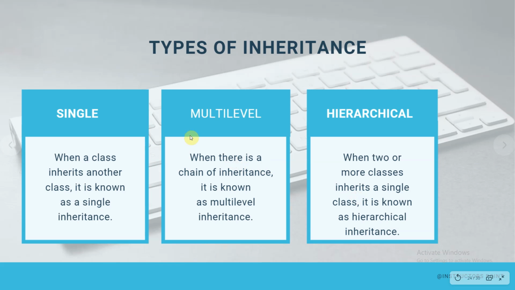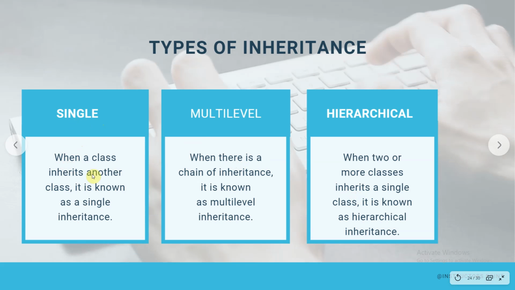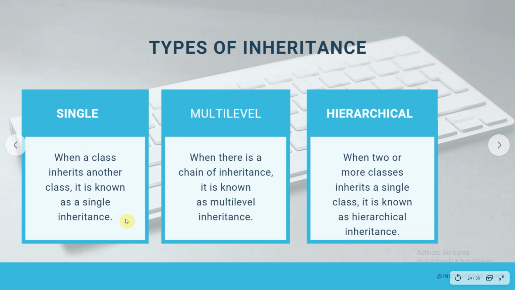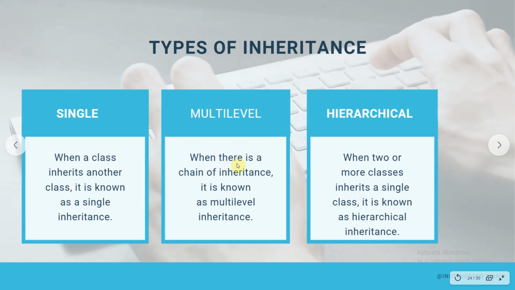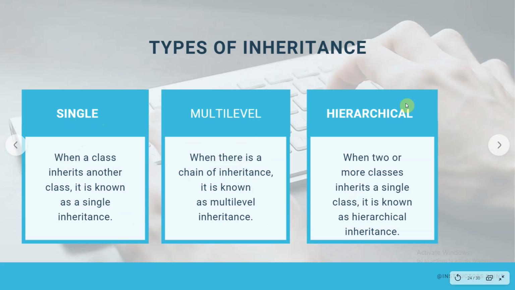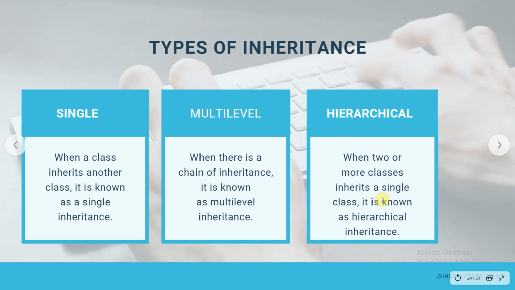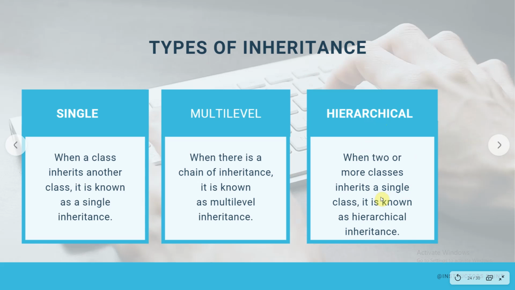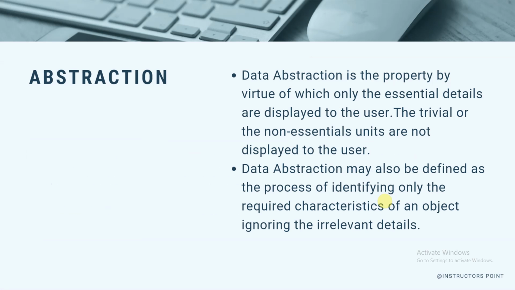So you can see that I have written something here. What is single inheritance? When a class inherits another class, it is known as single inheritance, as I told you earlier. In multi-level inheritance, when there is a chain of inheritance, it is known as multi-level inheritance. And similarly, in hierarchical inheritance, when two or more classes inherit a single class, it is known as hierarchical inheritance. So now let's see what abstraction is.